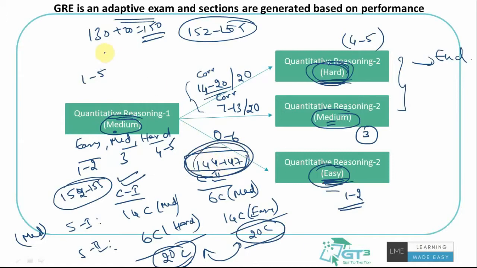I am actually bound to get 130 plus 20 correct should give me 150, but I am getting a penalty and I am ending up with 144 to 147 as my score. See, that's why it's very important for us to actually do well and make sure that we end up in first 2 parts. That is whether I should land up with a hard or medium section in my second section. That should be your minimum target irrespective of what your final score is.